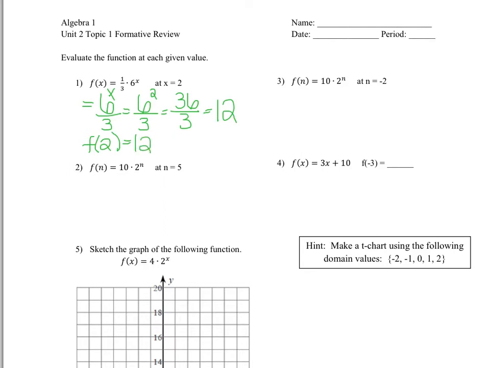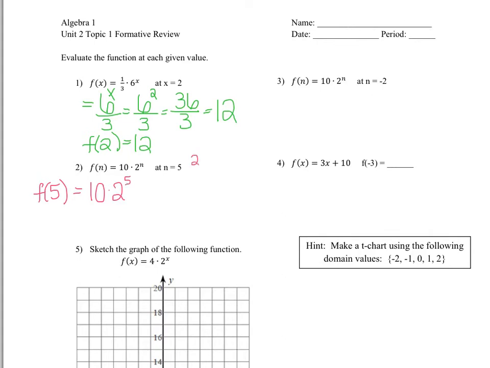You didn't actually have to write this part right here, but I'm writing it just to put the whole idea of function notation into your mind. Problem number 2 says f of n equals 10 times 2 to the power of n when n equals 5. So f of 5 equals 10 times 2 to the 5th.